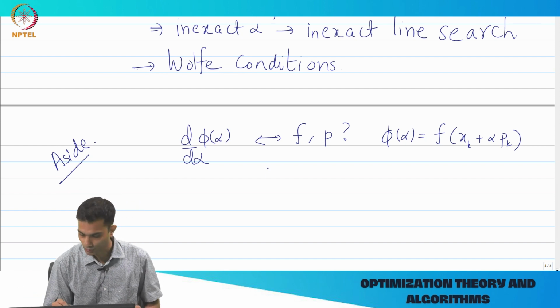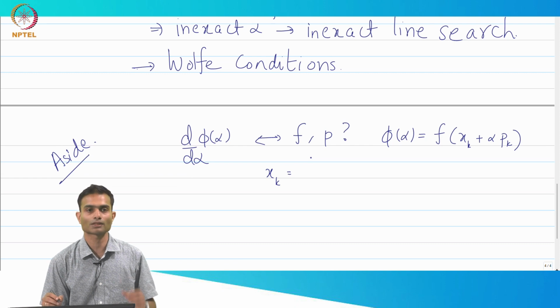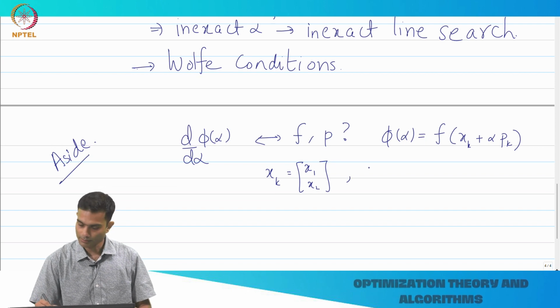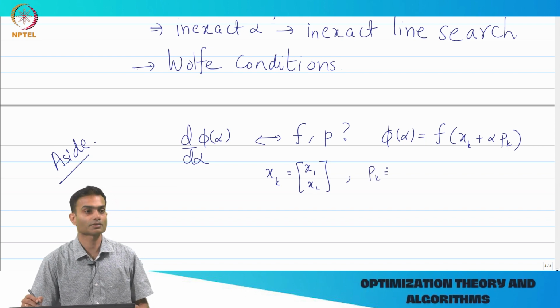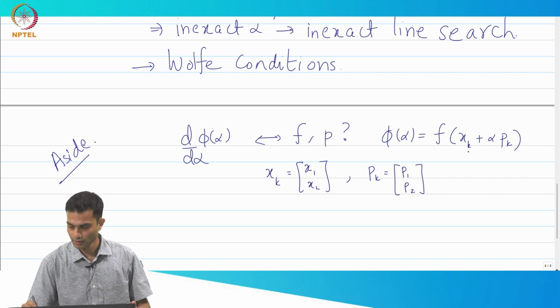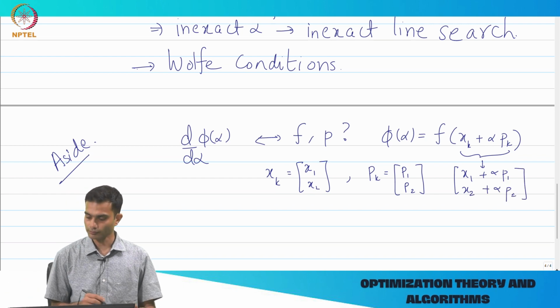So let's take simply 2 dimensions. I'm going to write xk as a 2-dimensional vector, let's call it x1, x2. Similarly, pk, how many dimensions will pk have to be? Also 2 dimensions. Let's call it p1 and p2. So therefore this quantity is again a 2-dimensional vector, x1 plus alpha p1, x2 plus alpha p2.